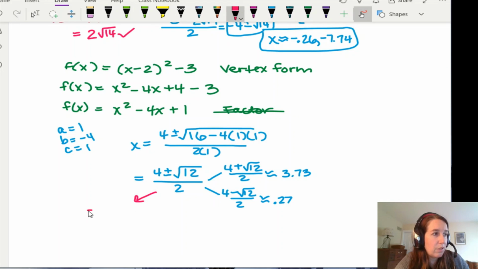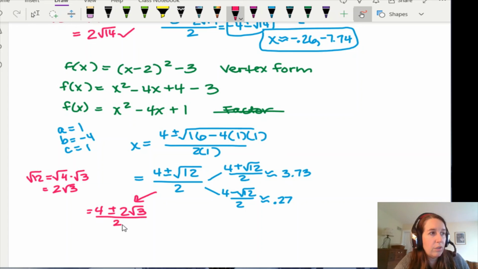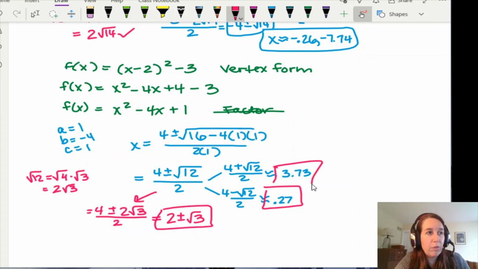And then if we needed to simplify it and have an exact answer, then we're going to simplify that square root. So this is equal to 4 plus or minus the square root of 12, right? That would be the square root of 4 times the square root of 3, right? 4 times 3 is 12. So that's just 2 times the square root of 3. So 2 square root 3, and then over 2. And notice that we have both terms divisible by 2, so we can simplify that a little farther and get 2 plus or minus the square root of 3. Okay, so depending on what you're asked, these are both good answers.